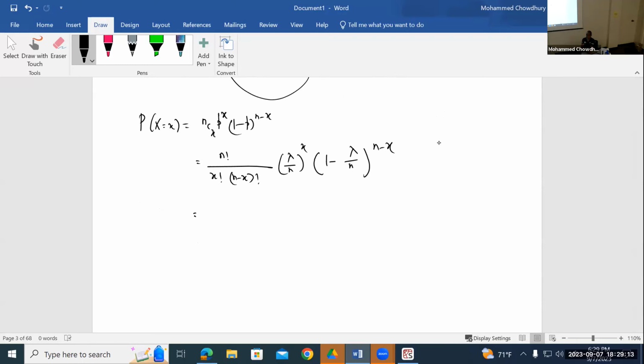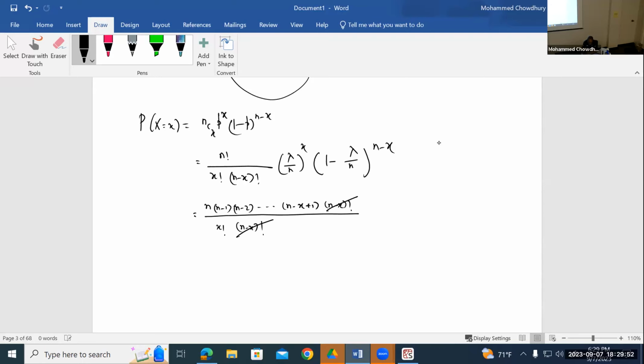Does anyone have any question? No question, right? So where I am going now, I want to derive the Poisson distribution from the binomial distribution. If I want to write it here, n times n minus 1, n minus 2, and all the way to n minus x plus 1, and then I will have n minus x factorial. That is coming from the numerator part. And in the denominator part, I have factorial x, n minus x factorial. This is what I have.